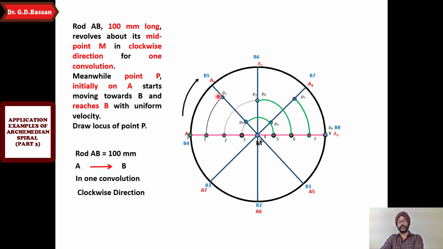Okay, so join all these points with a smooth curve, and we are getting the Archimedes spiral. This is a very nice concept: after the midpoint, on which side are we going? To understand that more easily and thoroughly, we have to take another example.